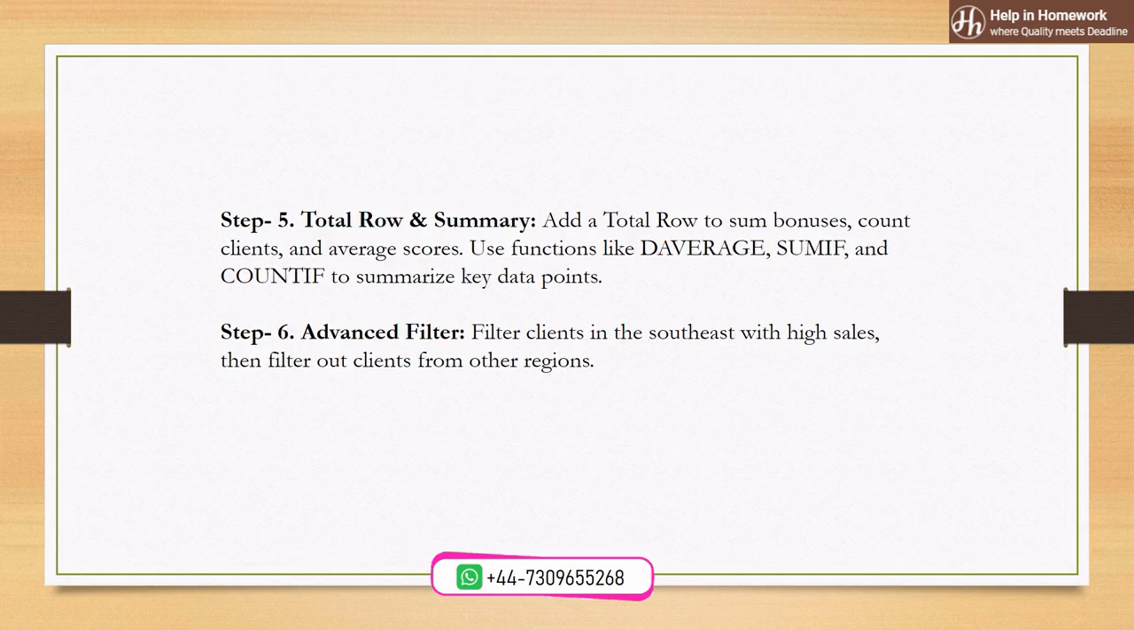Step 5. Total row and summary. Add a total row to sum bonuses, count clients, and average scores. Use functions like DAVERAGE, SUMIF, and COUNTIF to summarize key data points.